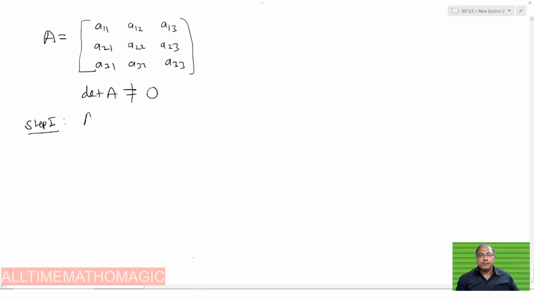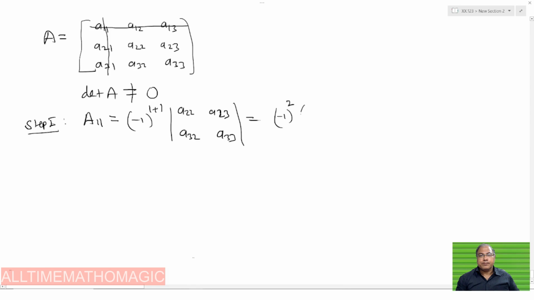So the cofactor A11 is equal to minus 1 raised to 1 plus 1. Here is the 1, so what you have to do? You have to delete the first row and first column. What is left? A22, A23 and A32, A33. This is left. This is equal to minus 1 raised to 2, and find the determinant of this, that is A22 multiplied by A33 minus A32 multiplied by A23.